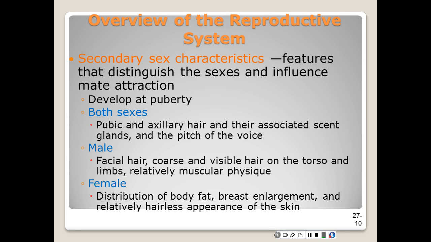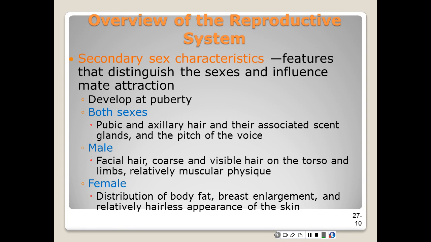In both sexes, we have pubic and axillary hair and their associated sex glands, and the pitch of the voice. Those are generally accepted as signs of sexual maturity. So when a male's voice starts to change and gets a little bit deeper, or male and female start getting hair in the pubic region and the axillary region, talking about underarms, those are usually signs of puberty.